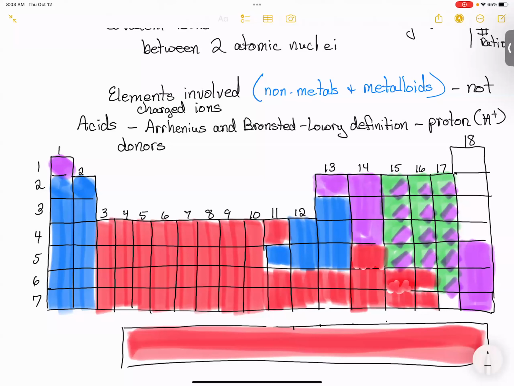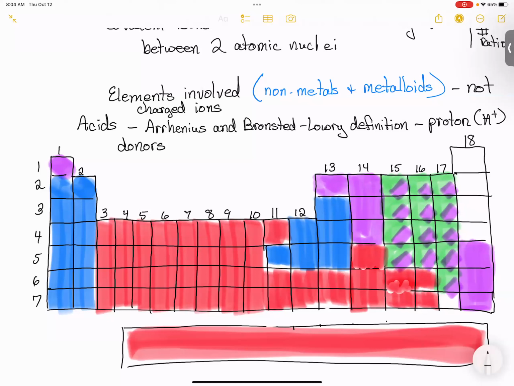Now, does anybody know what charge group 1 metals form? +1. How about group 2 metals? +2. What about silver? +1. Cadmium and zinc? Aluminum, gallium, and indium. Okay.